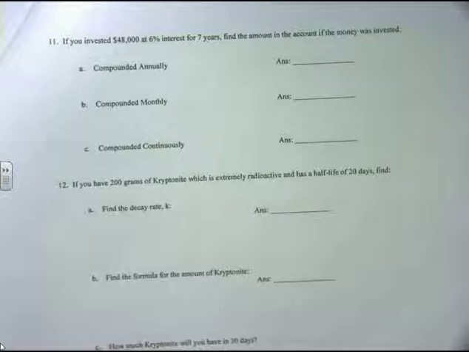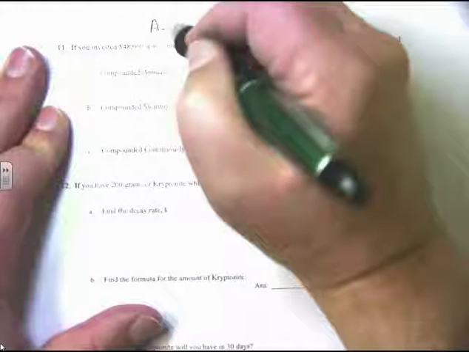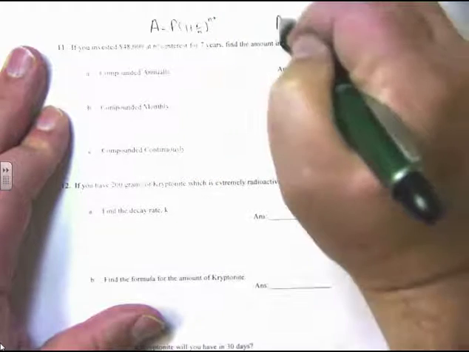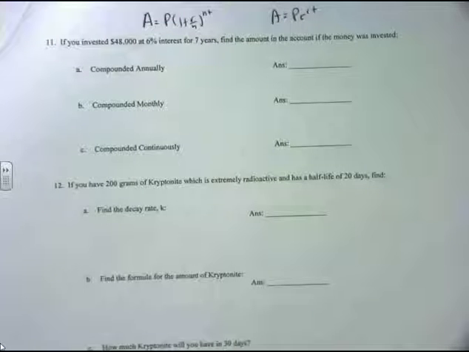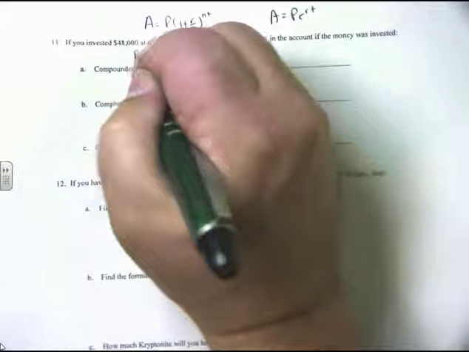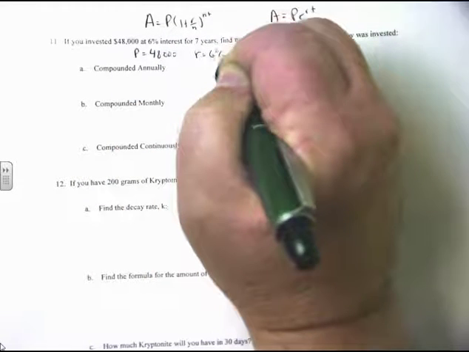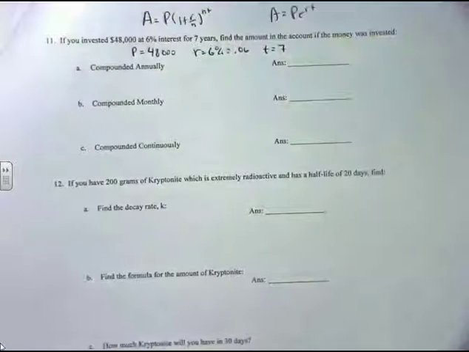If you invested $48,000 at 6% interest for 7 years, find the amount in the account if the money was invested compounded annually, compounded monthly, and compounded continuously. Again, just trying to drum the formulas in for you. A equals P times 1 plus r over n raised to the nt, and A equals P e to the rt. Okay? So in this problem, the principal is $48,000. My interest rate is 6%, which is 0.06, and my time is 7 years.